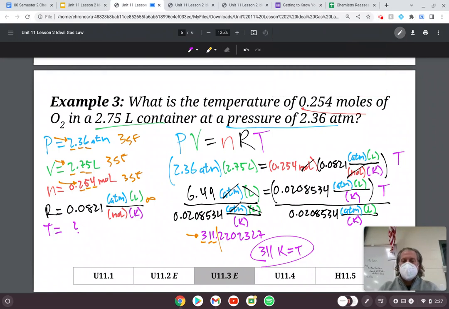So in this case here, we simplified the 2.36 and the 2.75 by multiplying them together. Got 6.49 on the left-hand side. I took the 0.254 and the 0.0821. Then I got 0.0208534. Divided both sides by the 0.0208534 and got a value of 311.22, and so on. I needed to have 3 significant figures. So my final answer here is going to be 311 Kelvin.